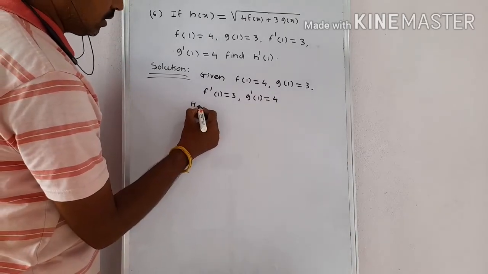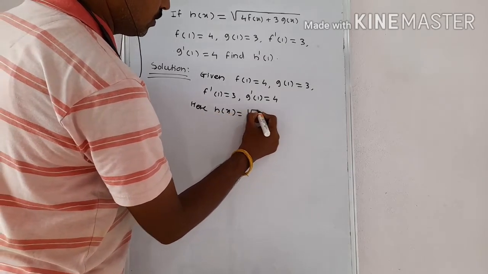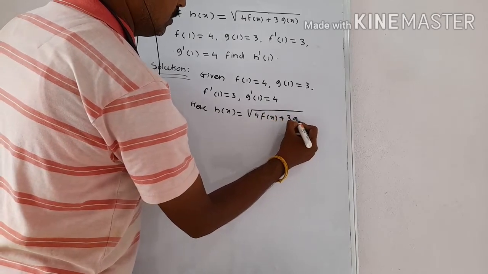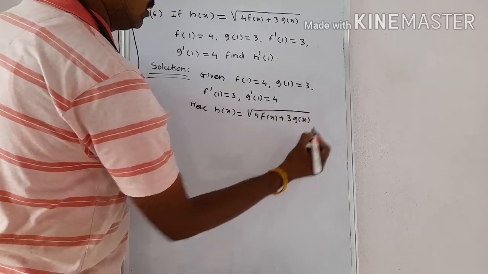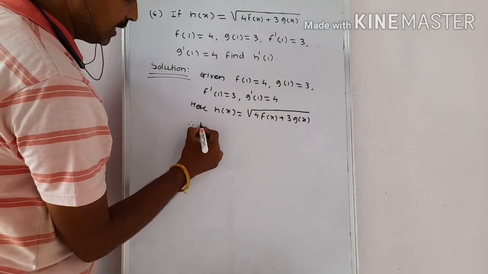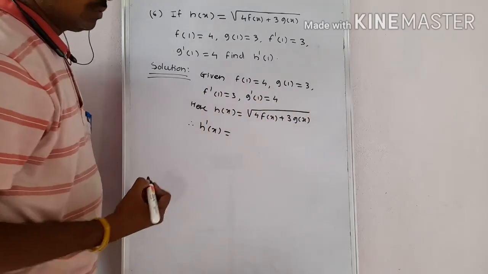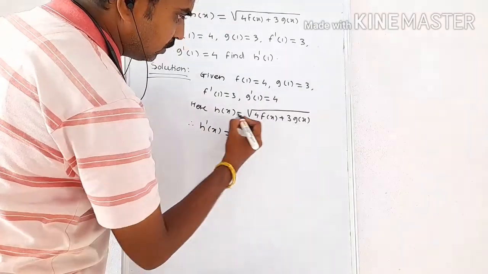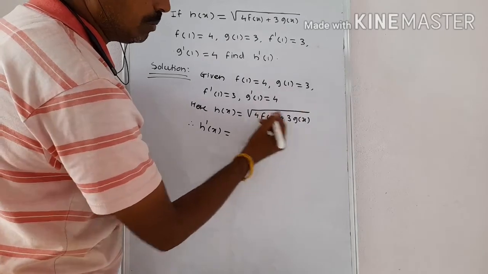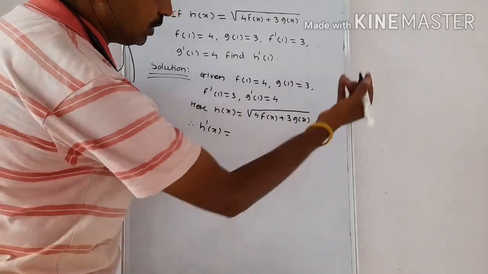Now, the formula is h of x equal to square root of 4 into f of x plus 3 into g of x. Now, to find h dash of 1, first we have to calculate the value of h dash of x. We have to differentiate this formula with respect to x. What is the derivative of this formula? We have to use the formula for root f of x. The formula for root f of x is 1 divided by 2 root f of x, into f dash of x.